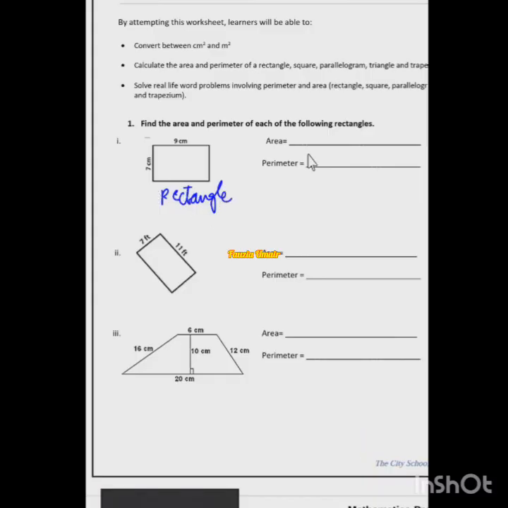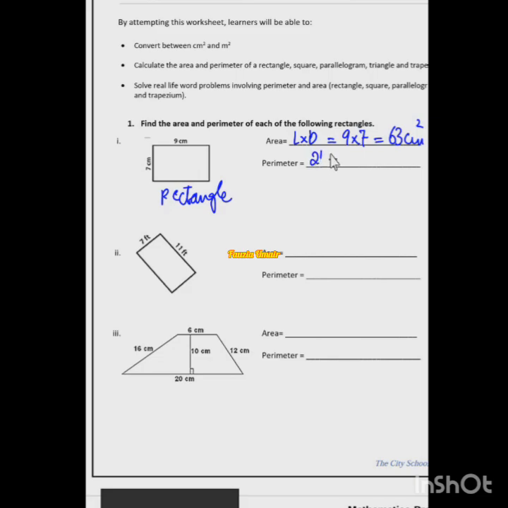That's right. Area, you should do it properly. Area is equal to length into breadth. Then you will put the values, 9 into 7, equals 63 centimeter square. Very good, centimeter square. And what about the perimeter? What's the perimeter for rectangle?